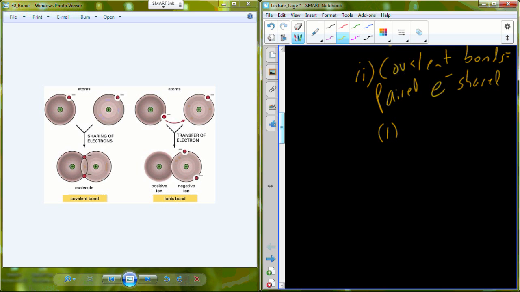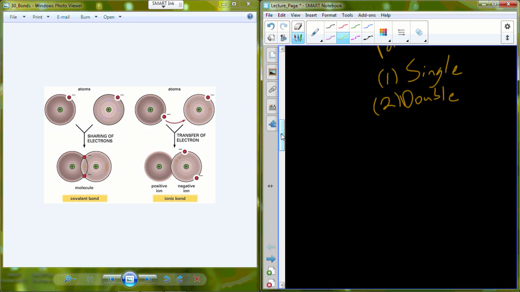Now, in human physiology, covalent bonds are immensely important. But really, two types of covalent bonds are immensely important. They are single covalent bonds, where we have one pair of electrons that are shared, or double covalent bonds, where we have two pairs of electrons that are shared. So whenever we share electrons between two molecules, that compound contains a covalent bond.